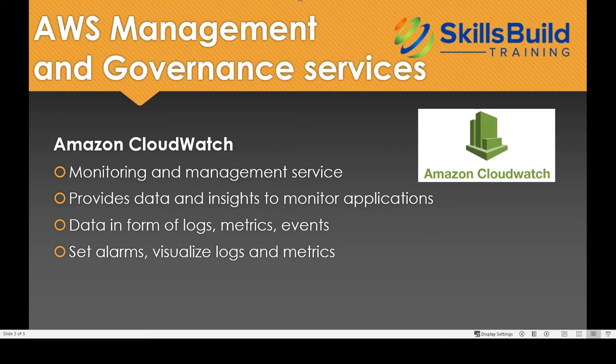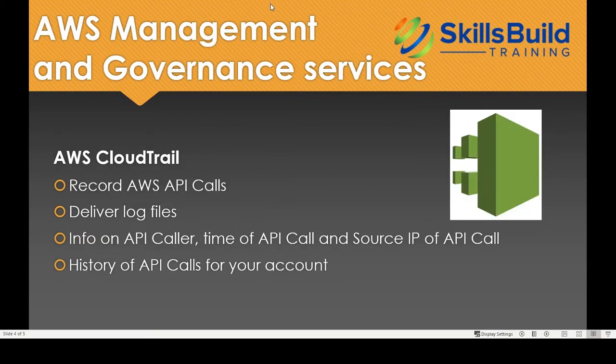You can use CloudWatch to set high resolution alarms, visualize logs and metrics side by side, take automated actions, troubleshoot issues, and discover insights to optimize your applications and ensure that they are running smoothly. Next on the menu, we have AWS CloudTrail. It is a web service that records AWS API calls for your account and delivers log files to you.